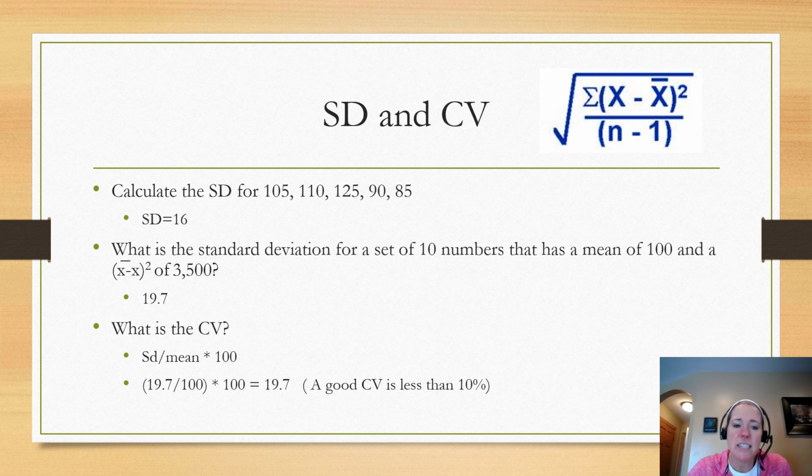Be able to calculate CV. CV is easy. Standard deviation divided by the mean times 100. Okay, a CV less than 10% is good.